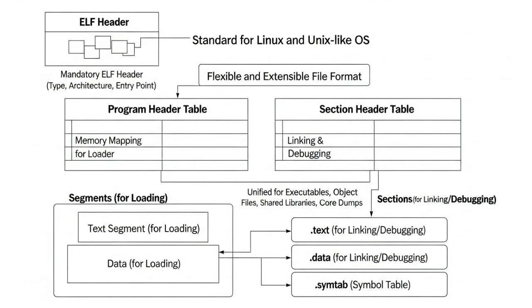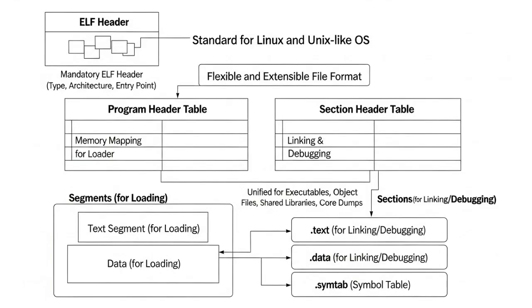Segments are collections of sections that are grouped together for runtime execution and memory mapping by the operating system loader. For instance, an ELF typically has a text segment that bundles all readable and executable sections and a data segment for writable data. While ELF also uses sections described in the section header table, these are primarily for linking, relocation, and debugging, offering a more granular view for tools rather than direct loading by the kernel. This dual perspective in ELF, segments for runtime and sections for linking, provides greater flexibility.